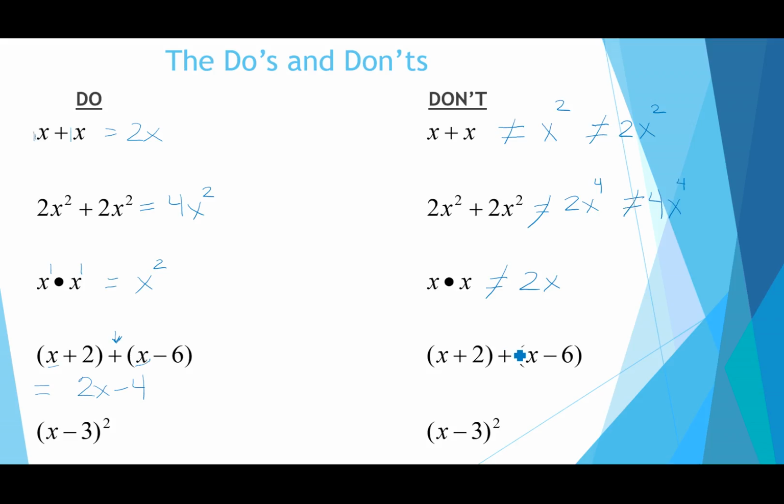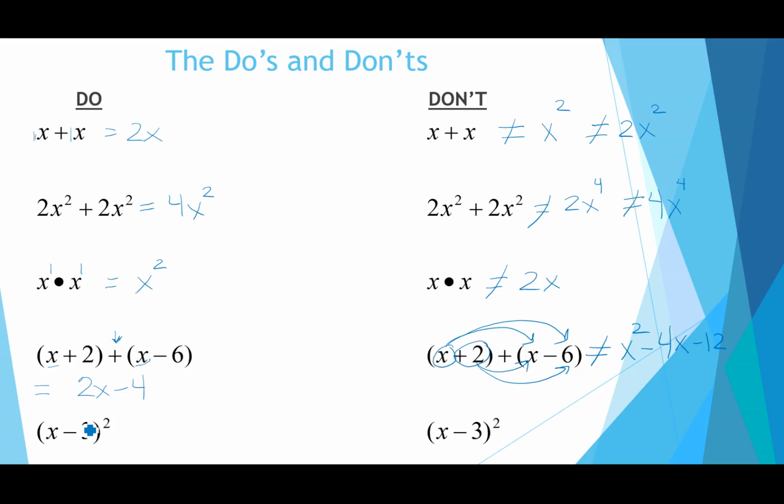Do not overlook the plus sign here and start distributing because you see parentheses. Parentheses don't mean to distribute. Multiplication is distributing. So we've got to see that difference. So you should not be getting x squared minus 4x minus 12. Do not try to distribute.